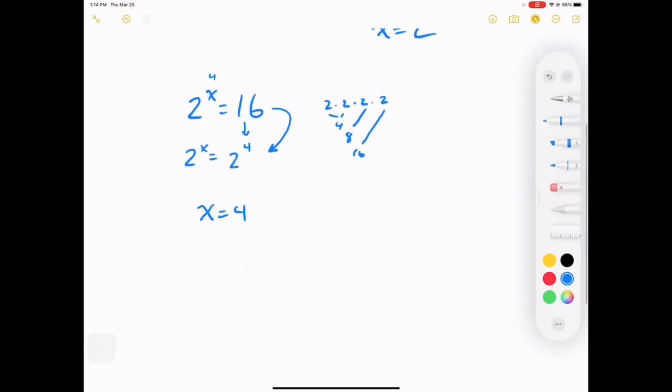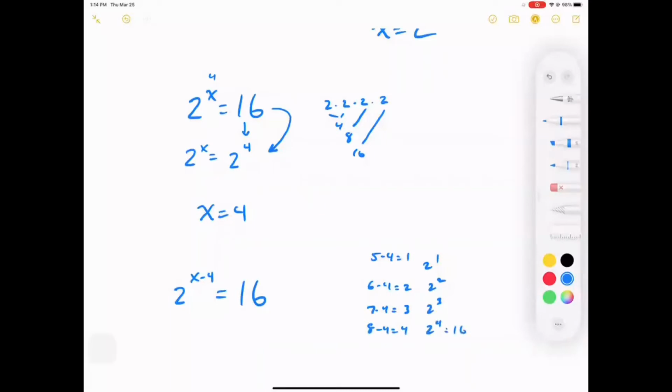Instead, I'm going to write, what is 2 to the x minus 4 equal to 16? Now, this problem becomes a lot harder for us to try to do in our brain. And you can start plugging numbers. You can say, okay, if x is 5, 5 minus 4 is 1, 2 to the 1 is 2. Nope. 6 minus 4 is 2. 2 squared is not 16. 7 minus 4 is 3. 2 cubed is 8, not 16. 8 minus 4 is 4. Oh, 2 to the 4 is 16.